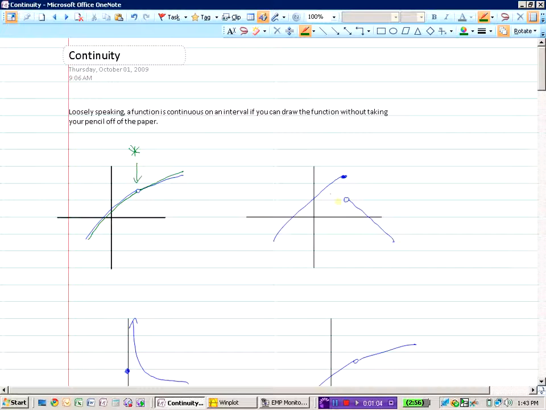Here's another example. Is this a continuous function? No, I would be going along here. We've got a solid dot there, but then I would have to take my pen off the paper, come down here, and carry on. That graph is not continuous. We have a problem right here.